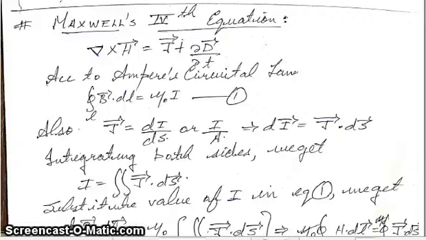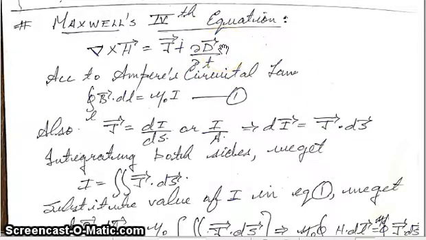Good afternoon, students. Today I'm going to discuss with you Maxwell's fourth equation, right? So this is Maxwell's fourth equation: del cross H vector is equal to J plus curly D by curly T. It means curl of H vector is equal to J vector plus curly D vector by curly T, where D is the displacement vector.